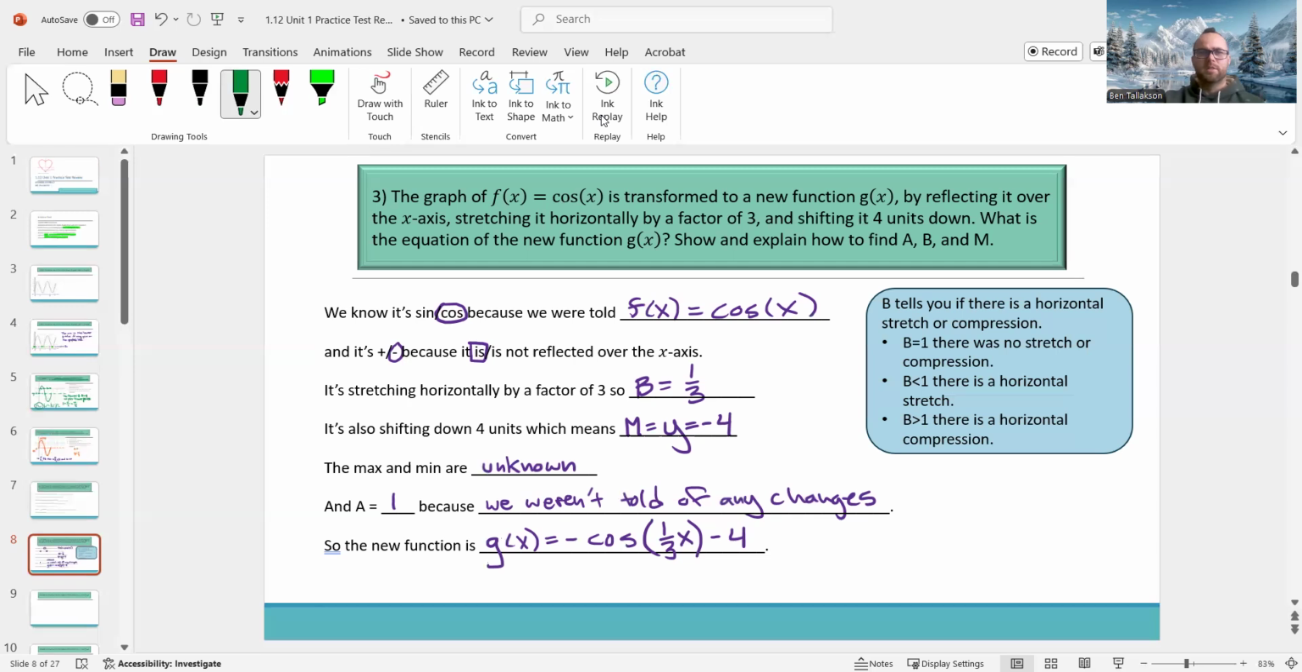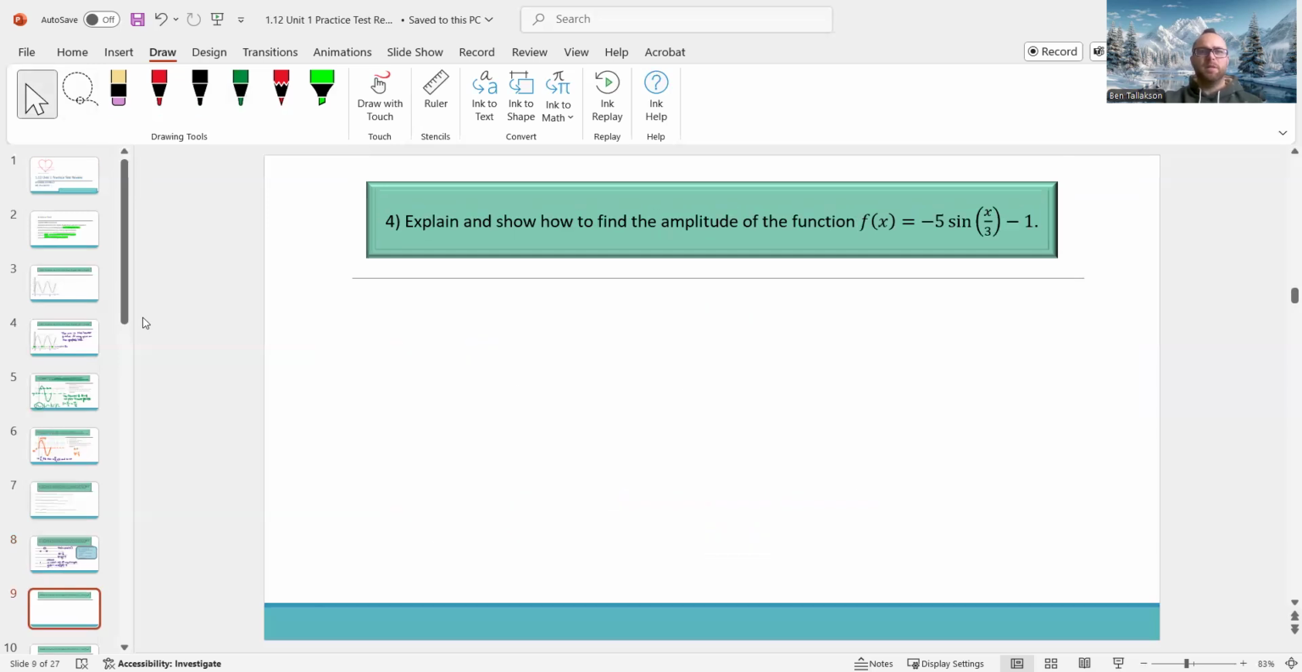Very good. Number 4, explain and show how to find the amplitude of the function. You need your amplitude formula. If you need a reminder of what that is, amplitude is max minus min over 2.